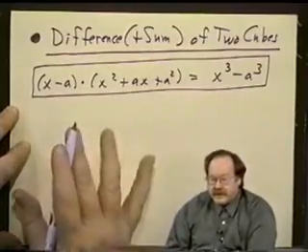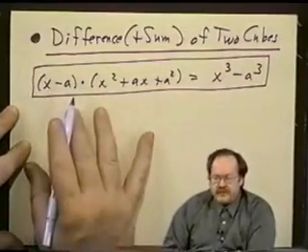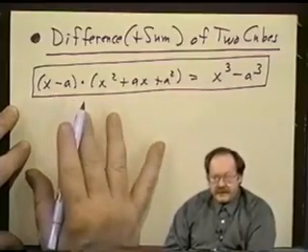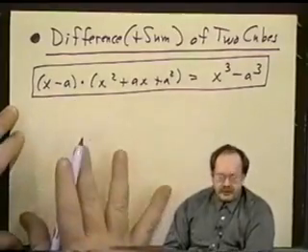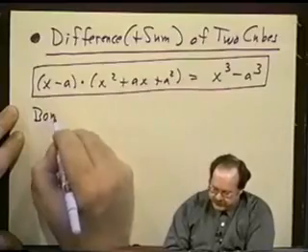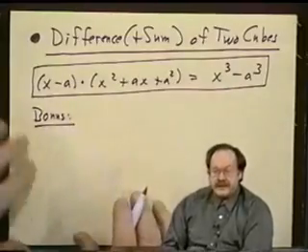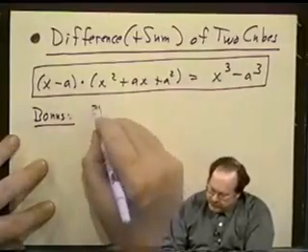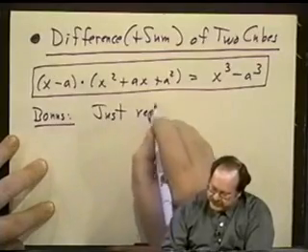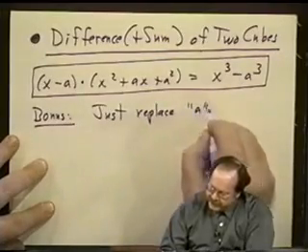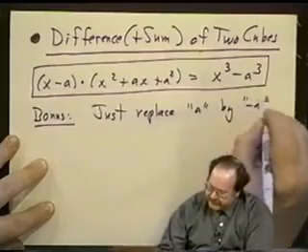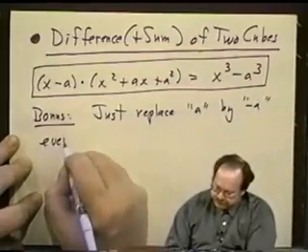But I want to show you that we get a bonus here. This is really two formulas in one, and by thinking about it very simply, we can get the other one without having to memorize it. Here's the bonus. You don't want to have to memorize too many things in mathematics. The bonus is just replace a by minus a everywhere.